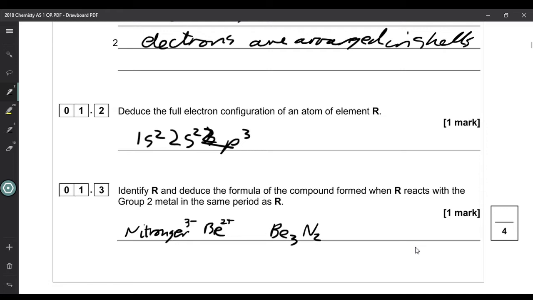Looking at the examiner's report, most students did identify N and Be, but many couldn't write the formula. So it's worth practicing this and making sure that you know that when you put the metals and non-metals together, you've got to put them in such a ratio that there'll be no overall charge.